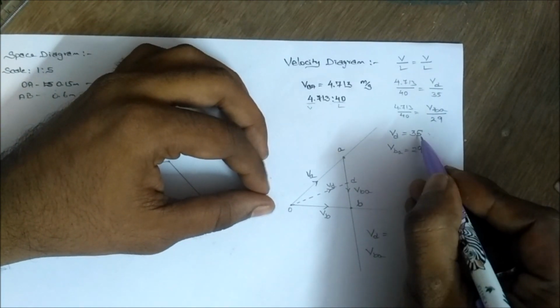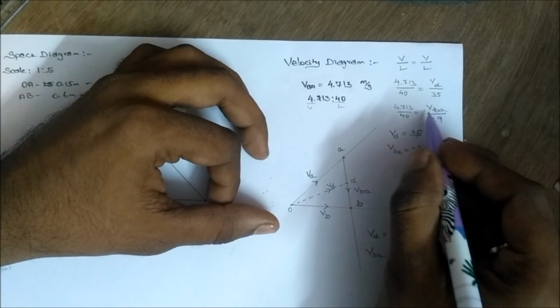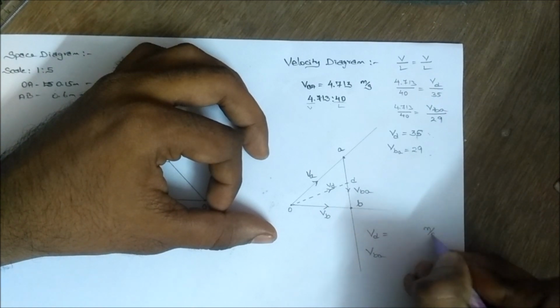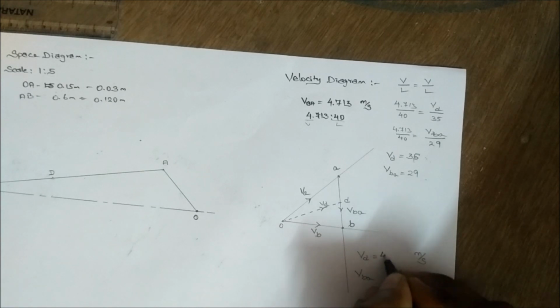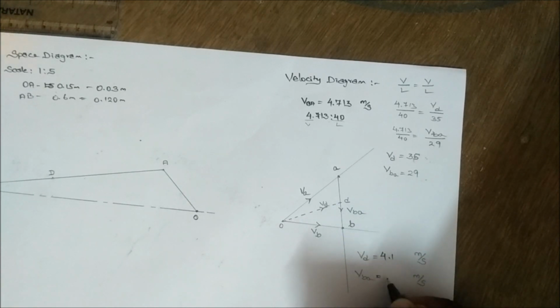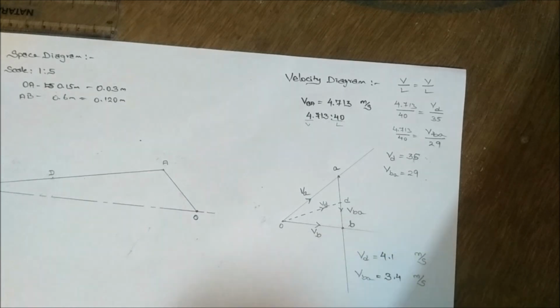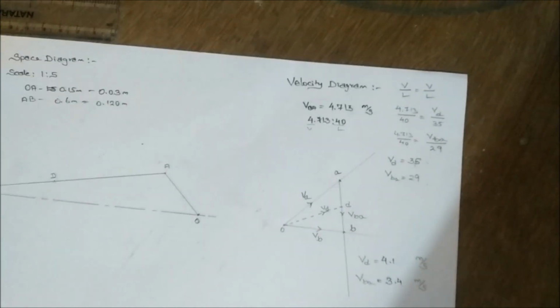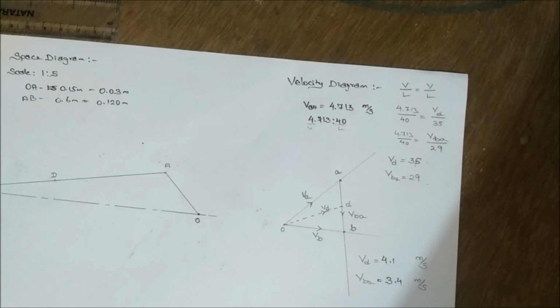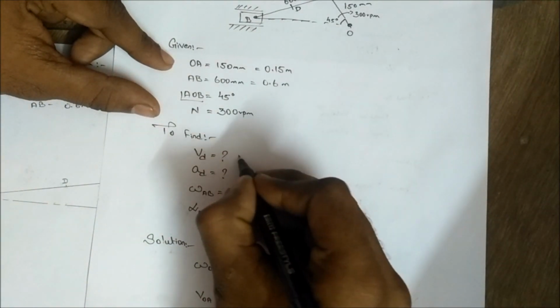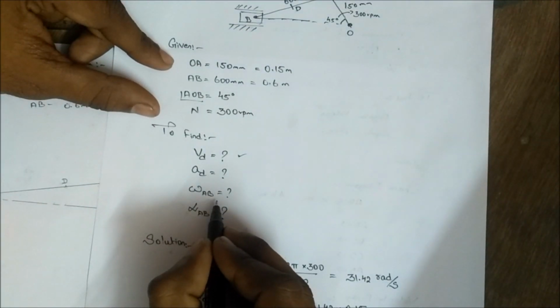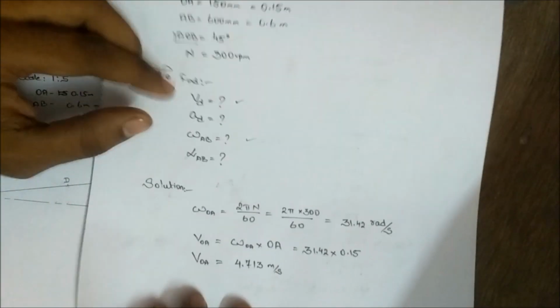The same way you can find out what VBA is. Here the value is length. So once you calculate this, you are going to find out the value in meters per second. So we will calculate this. VD is 4.1 and VBA is 3.4. So we have now found out the values, and we need to find out the angular velocity of the connecting rod. That is what is asked in the question. Now see this, we have found out VBA, but we need to find out omega of AB.